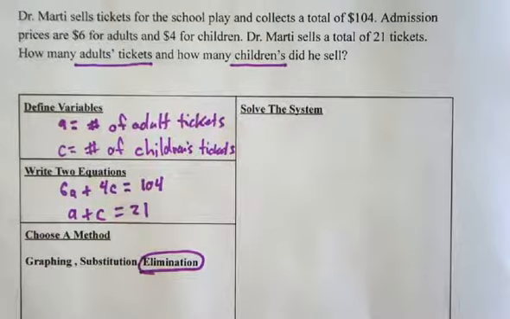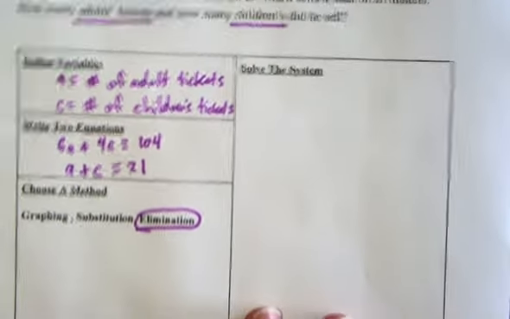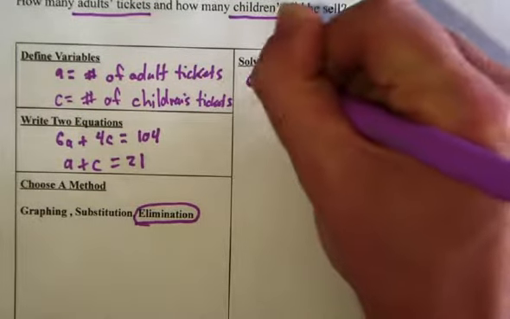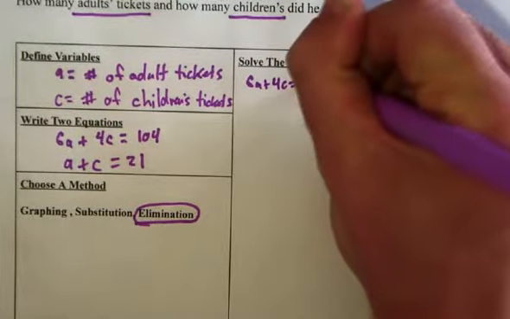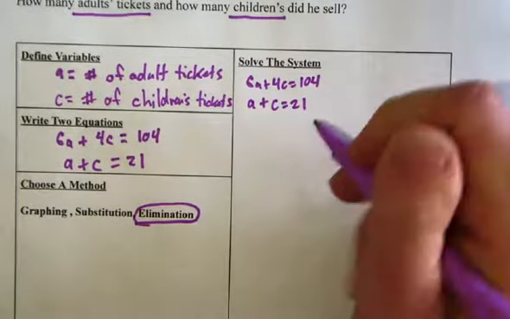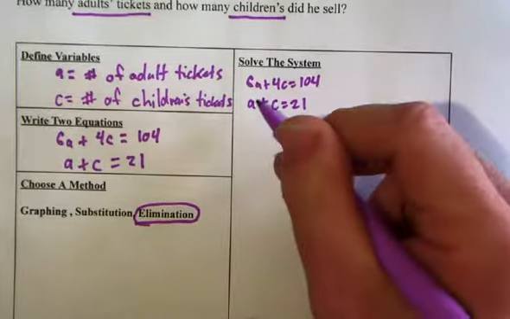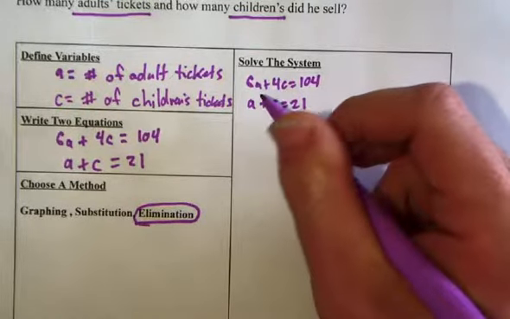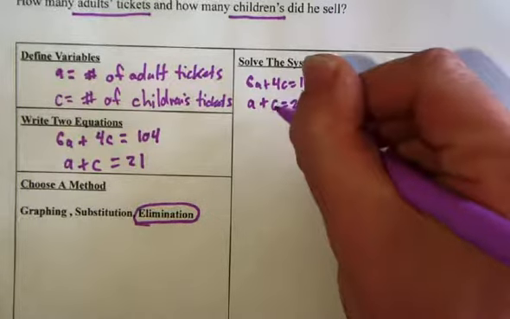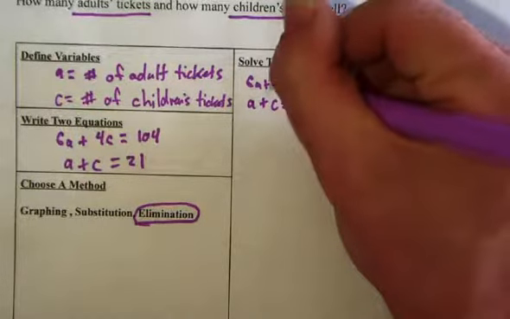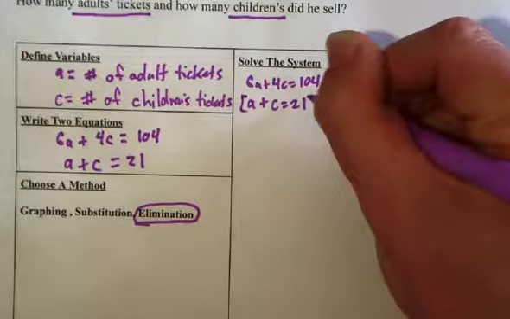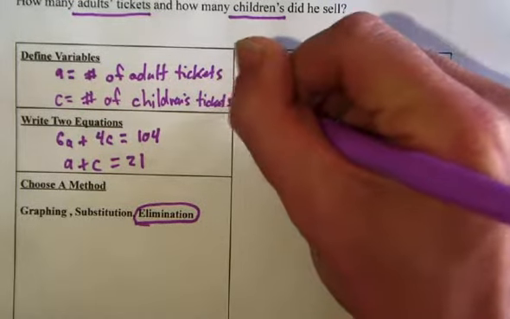All right, so let's solve. Let's go over here and solve. 6A plus 4C equals 104. A plus C equals 21. What I want to do is get this in a situation where we can cancel out the C's. We've got 4 here, we've got 1 here. So I'm going to multiply this by 4.